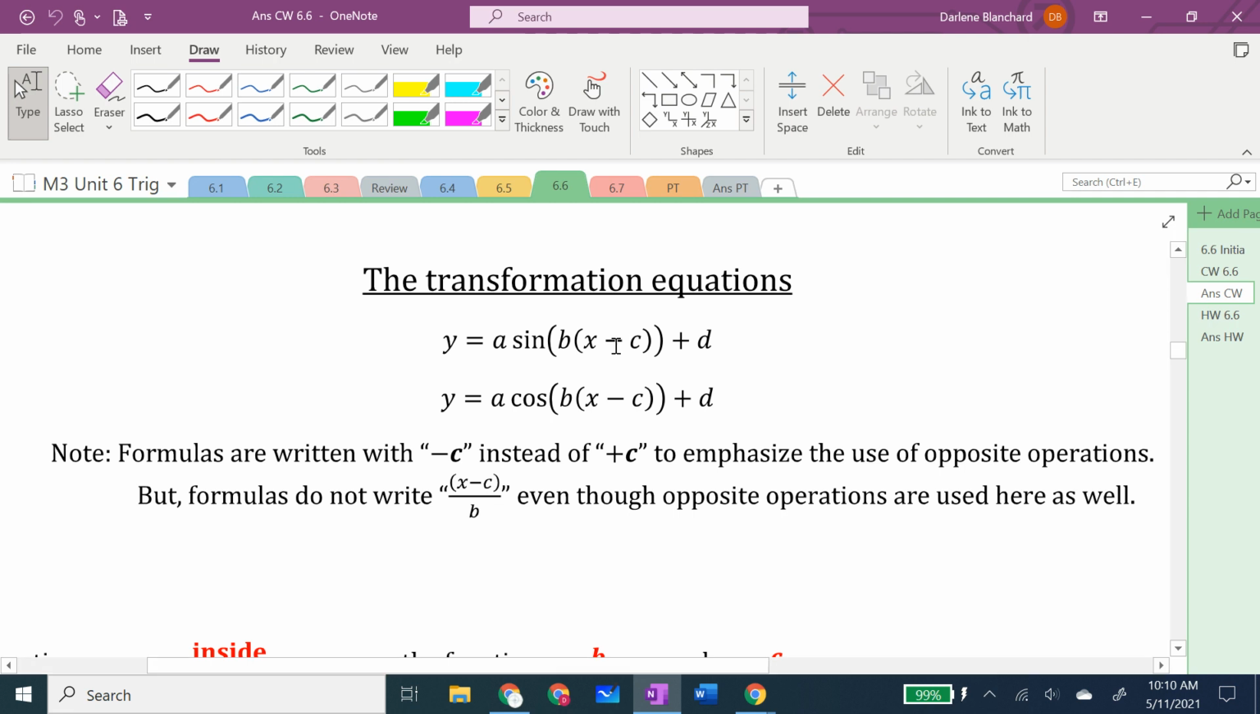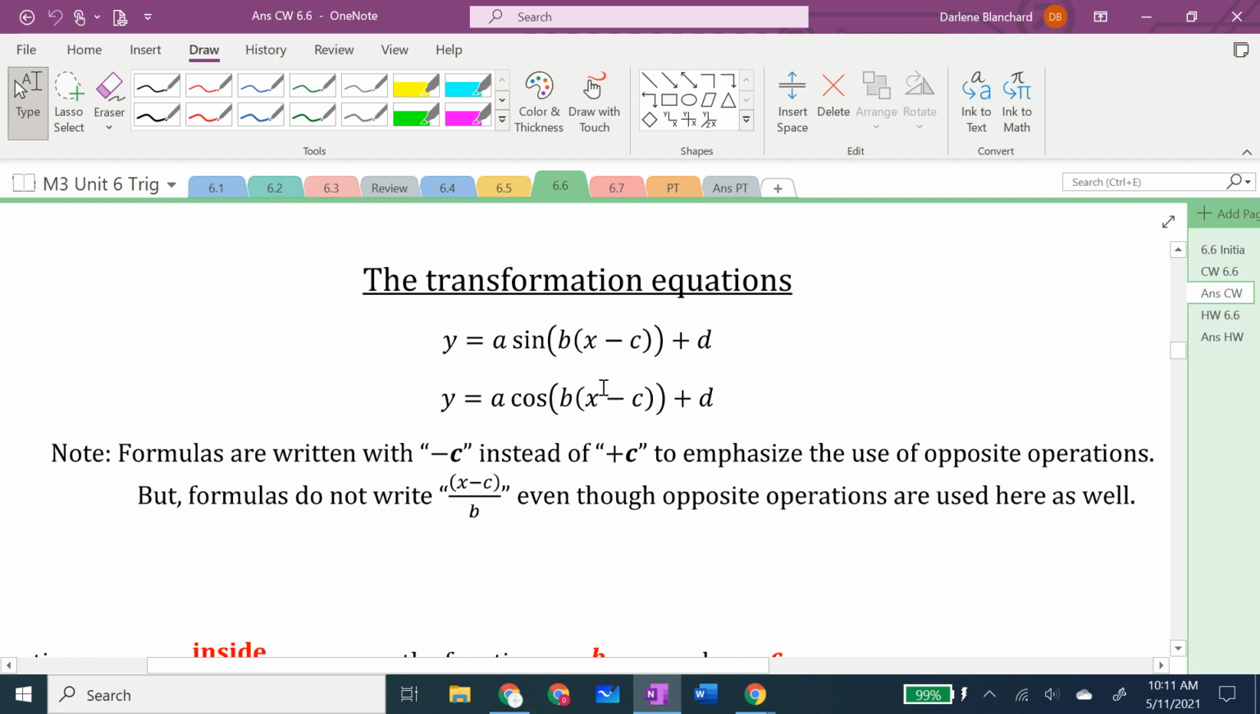Do you notice how this has x minus c, and then it's a plus d over here. When we have addition outside a function, you remember that it moves it up or down, right? Everyone's with me, right? If you add onto the function itself, it moves it up or down. And you remember that you get to move it in the direction it says.